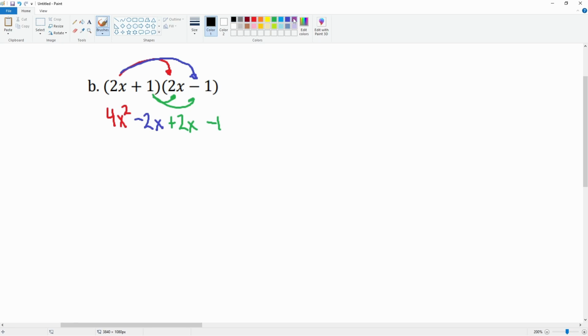Notice that the middle terms here will add up because they're like terms, because 0x, but no one really writes that 0x though. We just bring everything else down. 4x squared minus 1, and there you go.